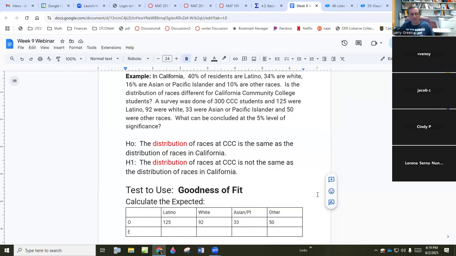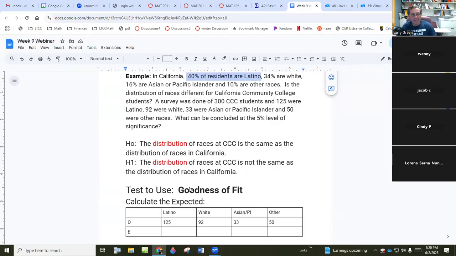Any questions? Okay, so the next thing you do is we need to come up with the expected, E for expected. And what that really means is that if H naught is true, how many would you expect to have of each race? So the survey had a sample size of 300. So if H naught is true, then 40% of them should be Latino, right?